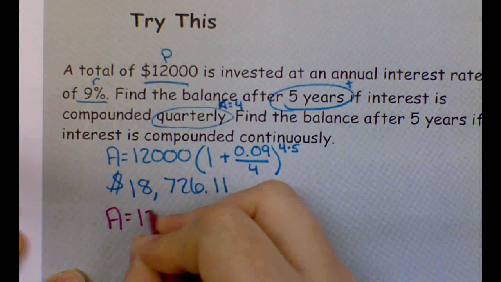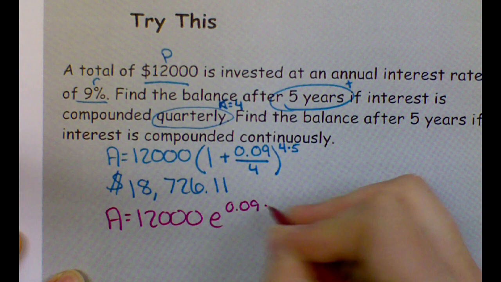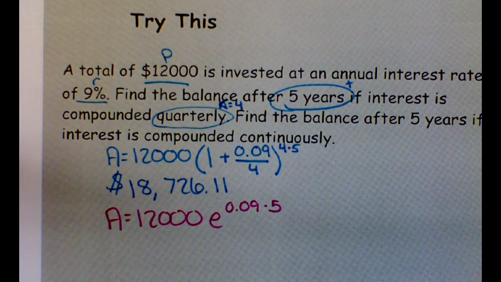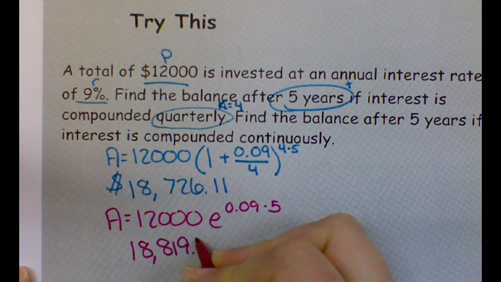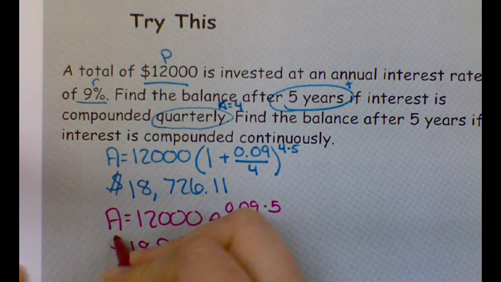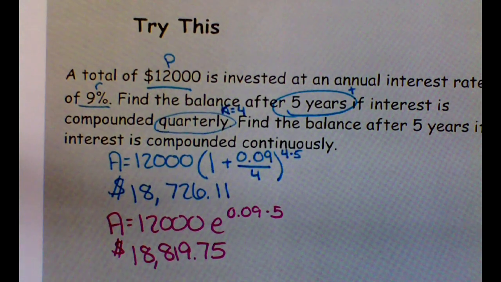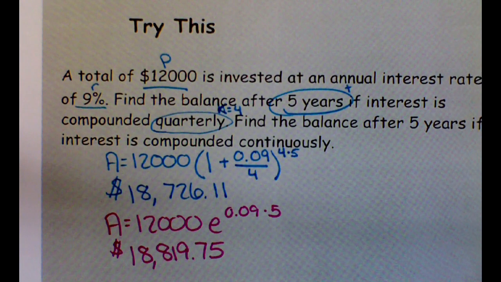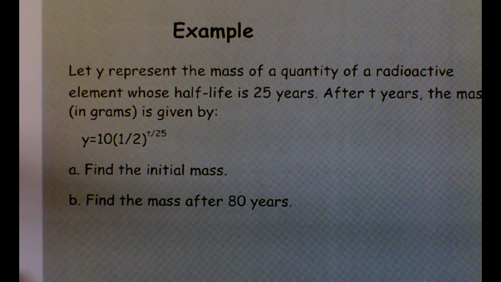But let's see if it's compounded continuously. A equals, my P is still 12,000. My R is 0.09. My T is still 5. I get $18,819.75. Not that much more, right? But it is more. And if you can get more money, you want to. Unless we're talking about borrowing money, in which case you want less because you would have to pay back less.